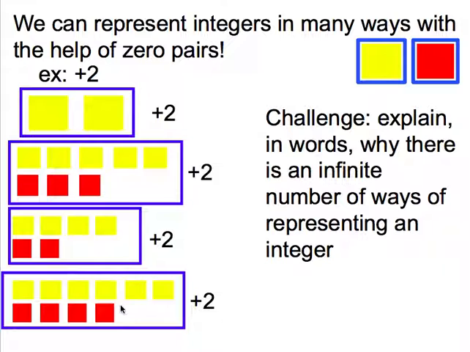So it really doesn't matter how many zero pairs I have. And this is actually going to be really, really helpful later on in the chapter. So as long as you understand that you can add an unlimited amount of zero pairs to a certain number, it won't change its value.